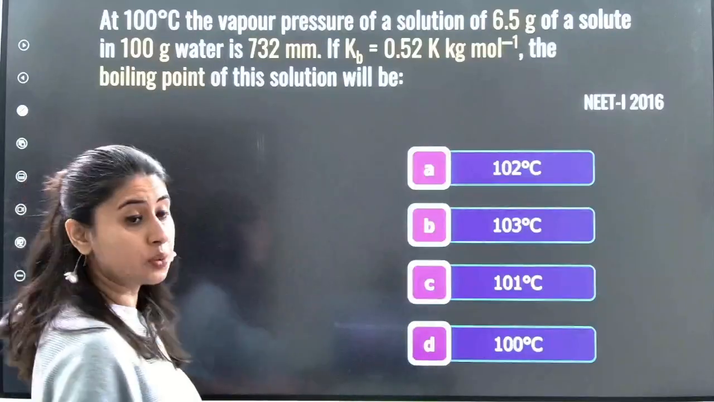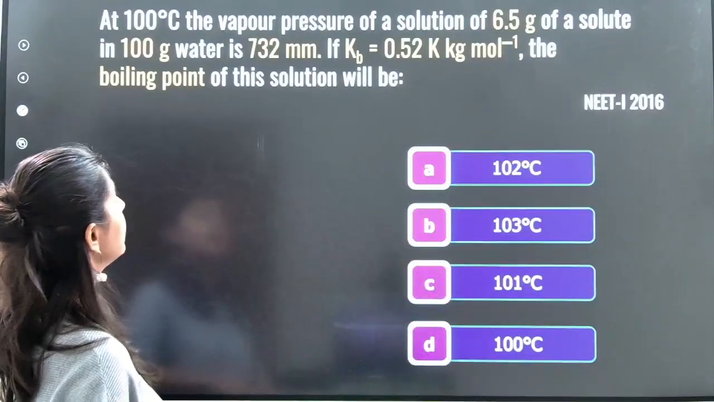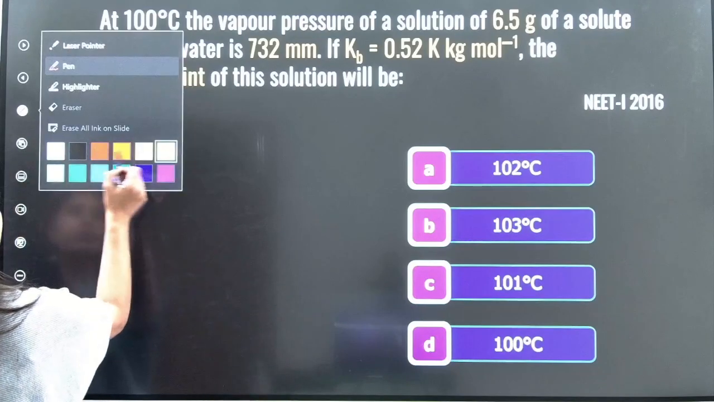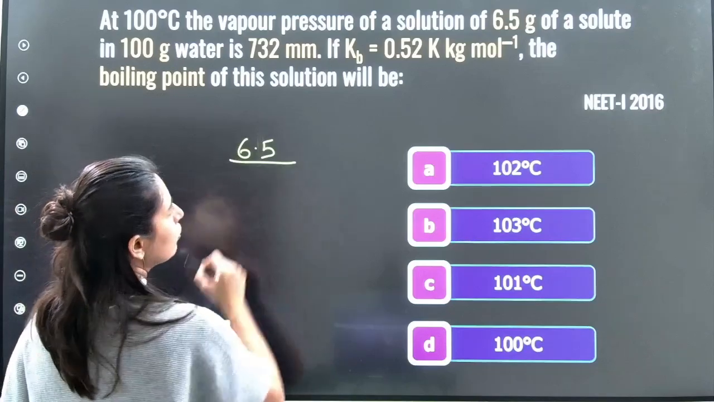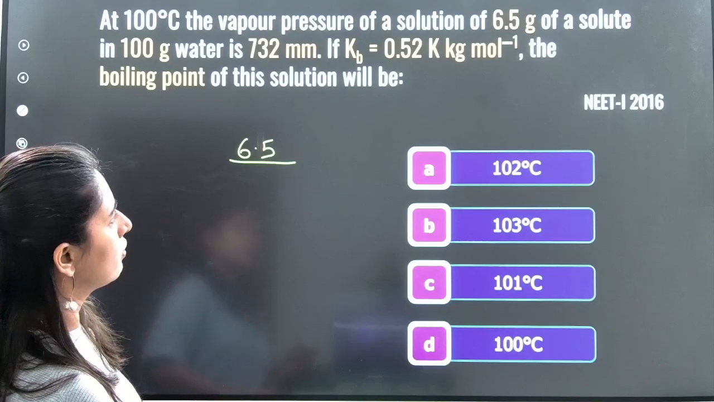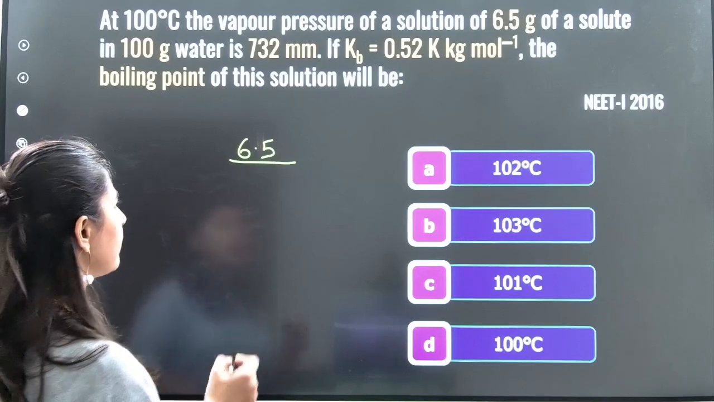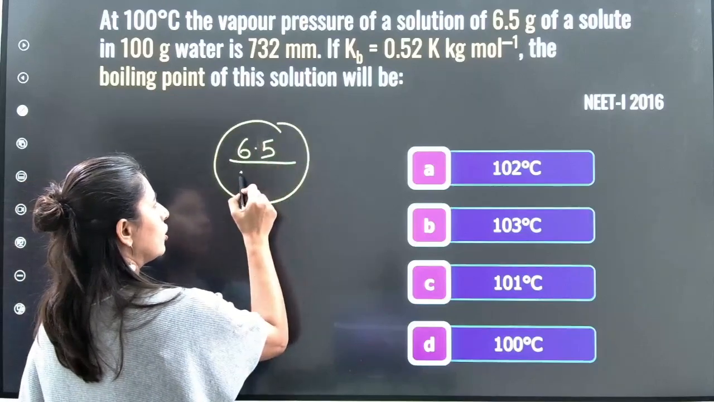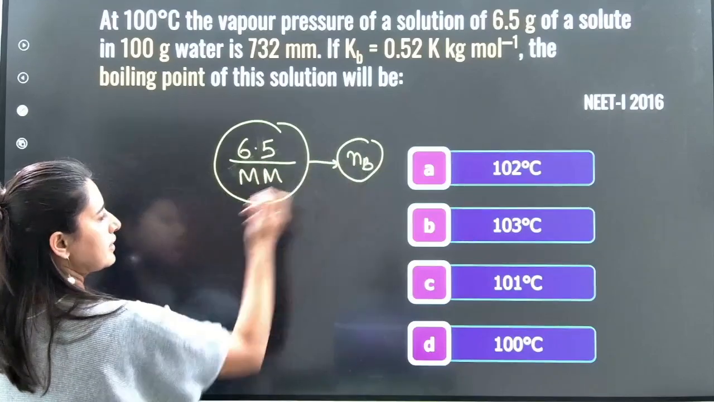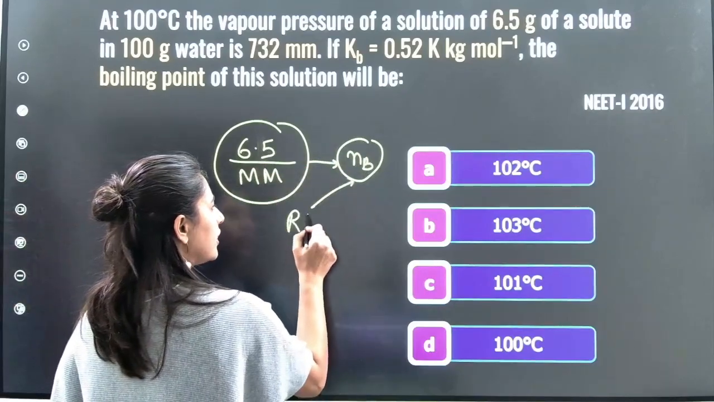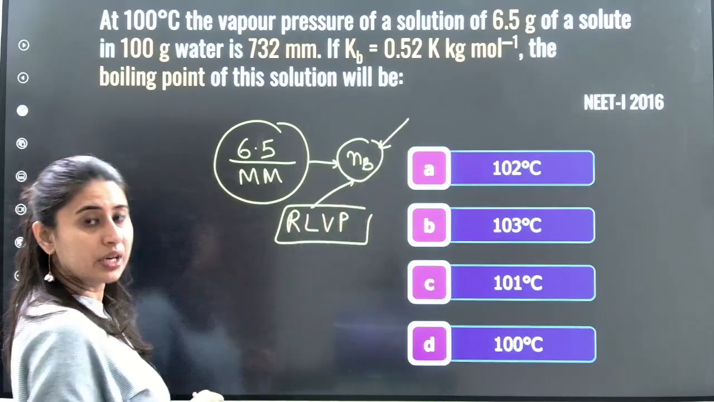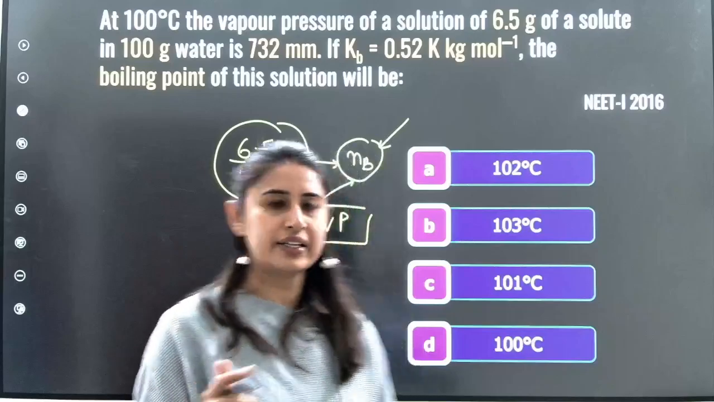You can see that in this question, at 100 degrees Celsius, we have the vapor pressure of a solution of 6.5 gram of the solute. So 6.5 gram is the solute, and we have to find the molality, right? Molar mass of the solute, do we have? No. Where do we get the molar mass from? Rather than waiting to find the molar mass and then coming to the moles, find the moles from relative lowering of vapor pressure. And from the moles of the solute using relative lowering of vapor pressure, you can just directly solve this question.